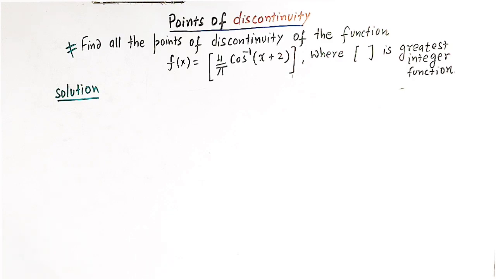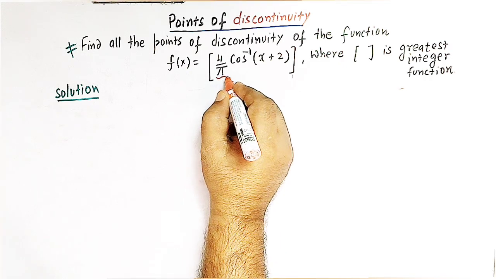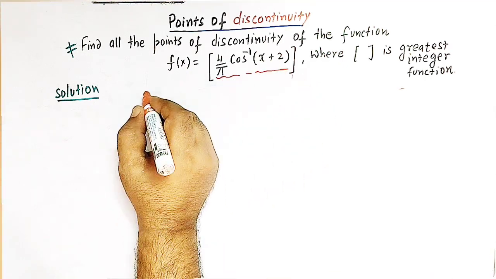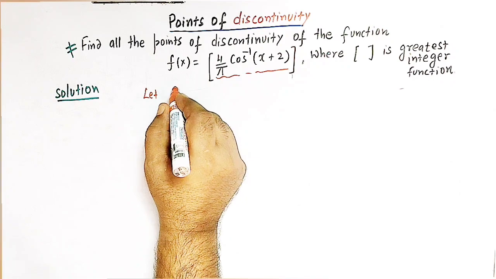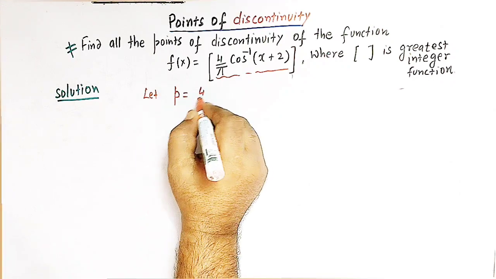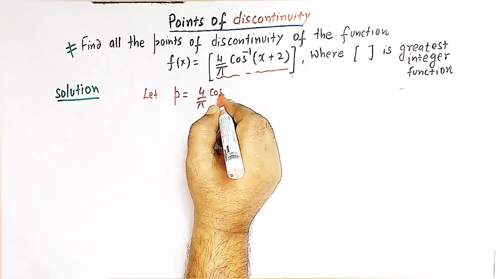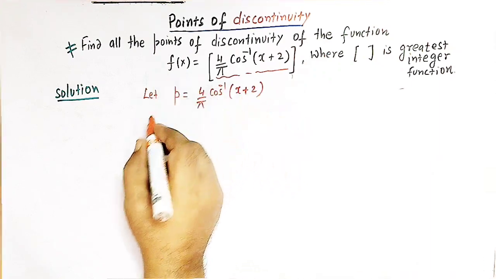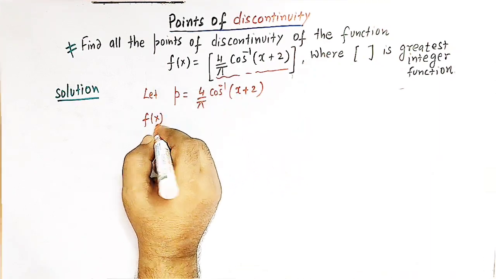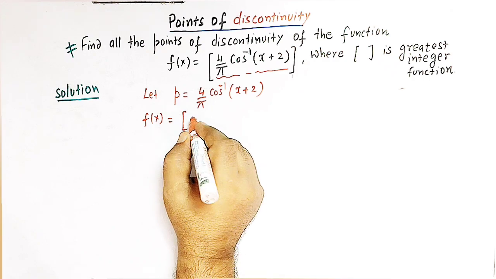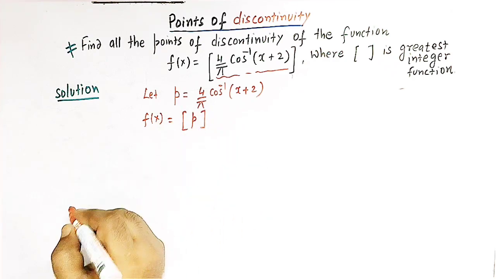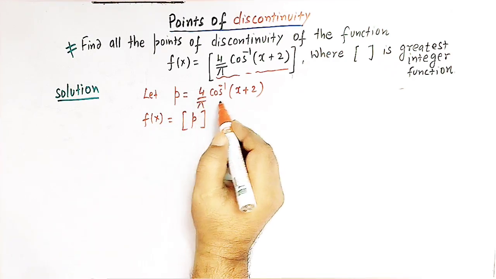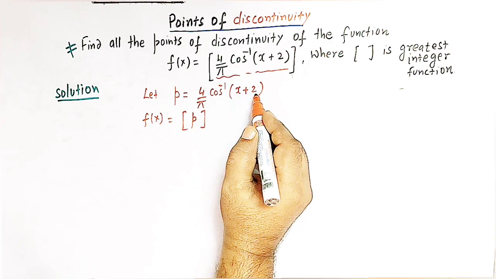So now see here, the greatest integer function is involved, right? And let us first take this function as p. So let us take p is equal to 4 over pi cos inverse of x plus 2. So now this function f of x takes the form greatest integer of p, where p is 4 over pi cos inverse x plus 2, right?